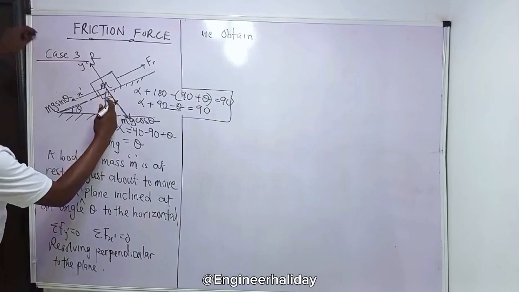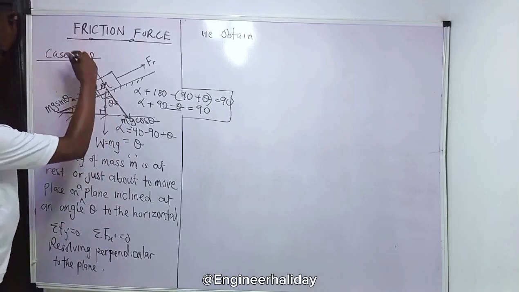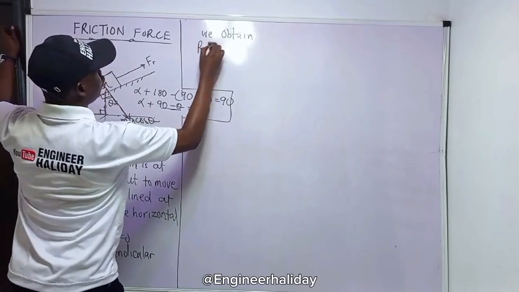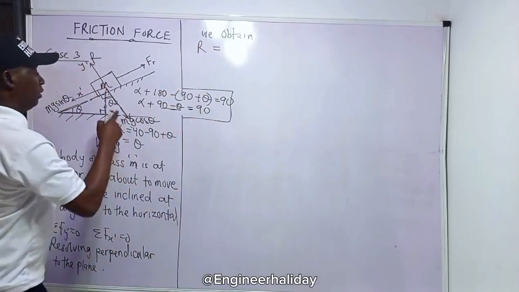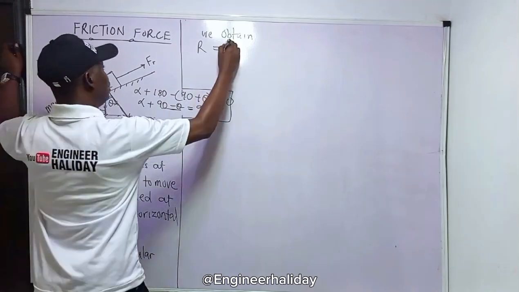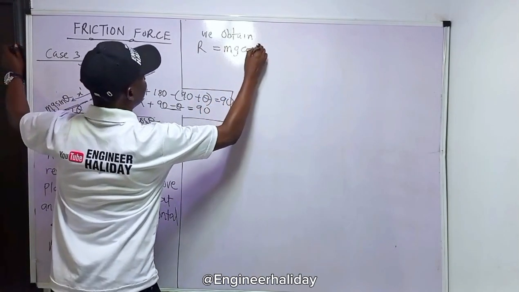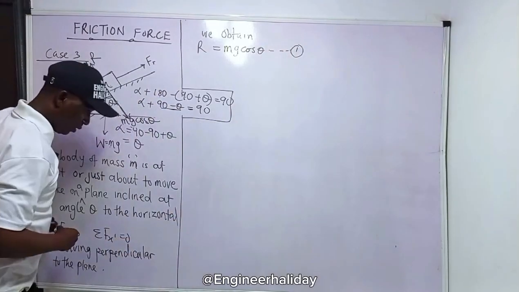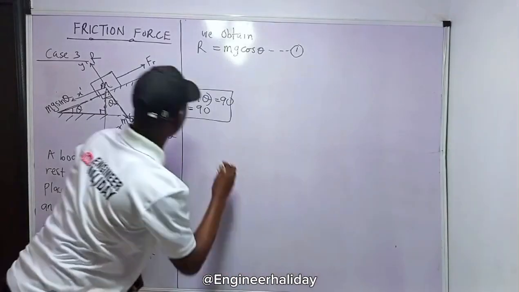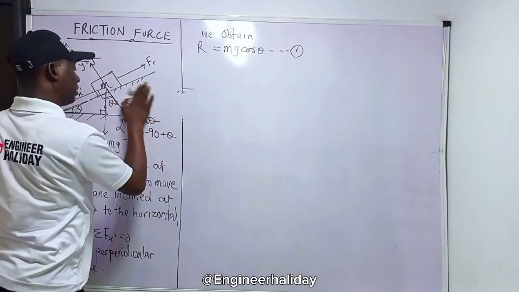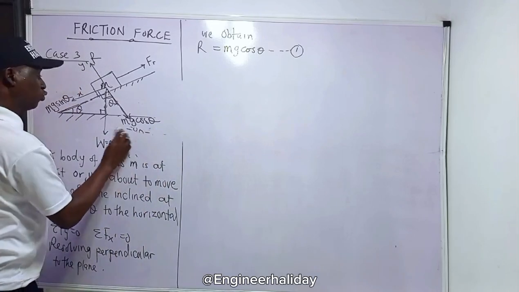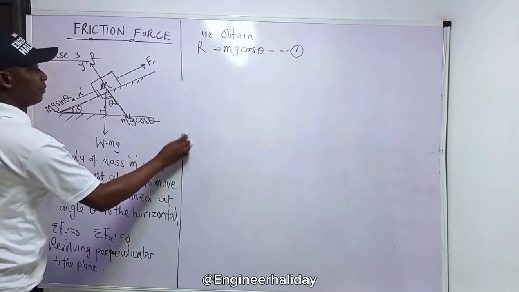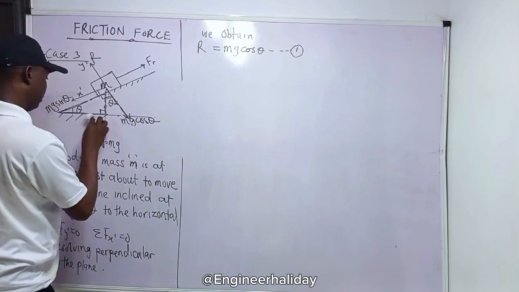Now, how many forces are acting perpendicular? We have the reaction up, which is R, should be equal to mg cos theta. Let's call this one equation 1. Let me clean this part that we have already analyzed, so that the place will not be looking too rough for us to see.